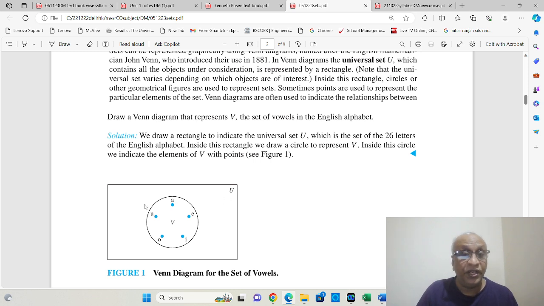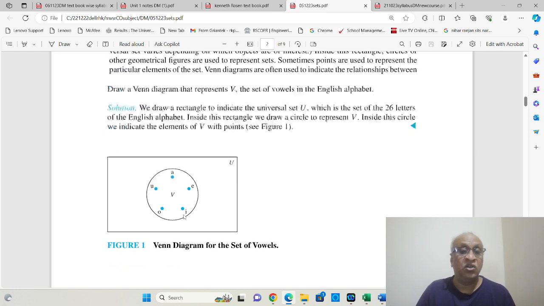Now, here I can also elaborate the definition by saying that V is a set consisting of vowels, but what is U? U is the universe consisting of all the letters. All the letters means alphabets, so 26 alphabets. That's how you represent this.